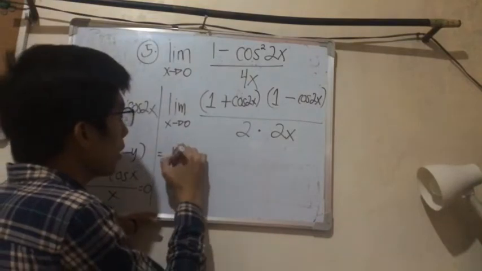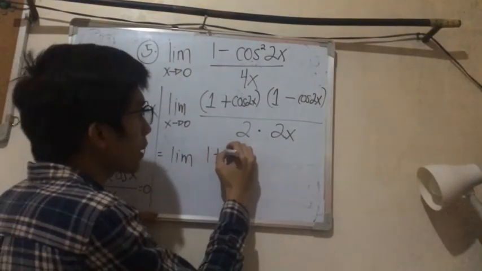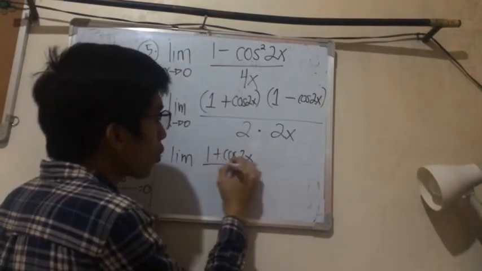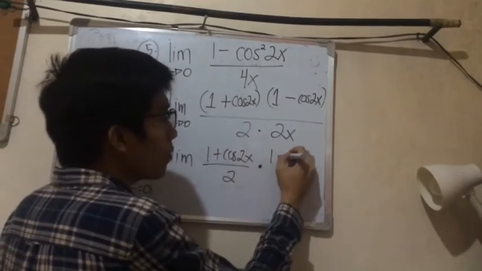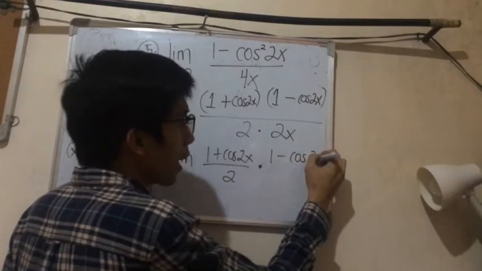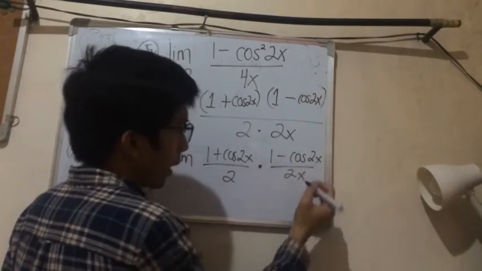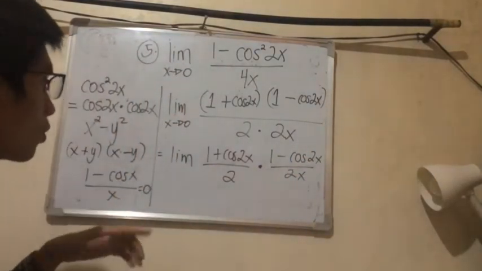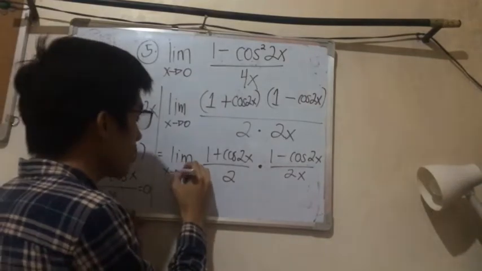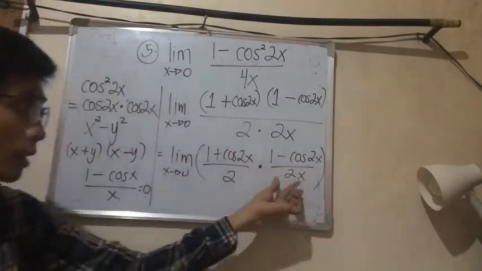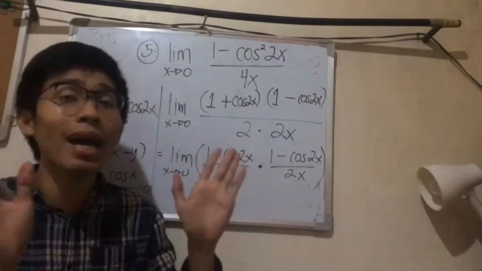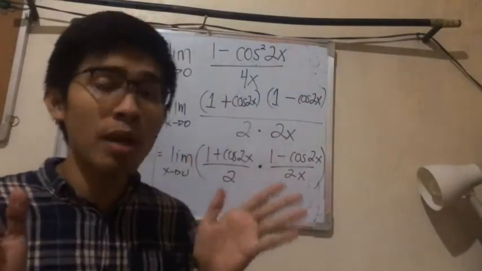It will become the limit of 1 plus cosine 2x over 2, multiplied by the limit of 1 minus cosine 2x over 2x, as x approaches 0. Meaning I can use this theorem here. Okay, that is why I separated it. That's how you make use of it.